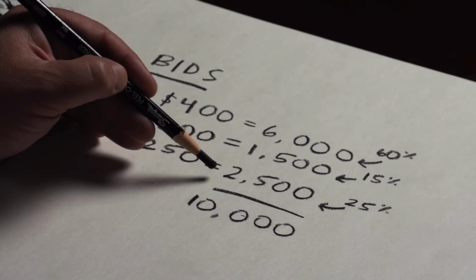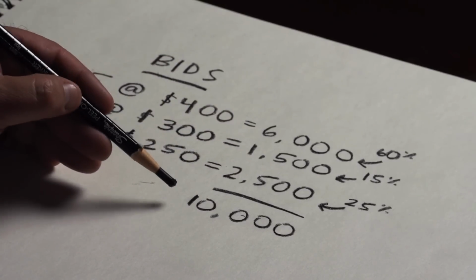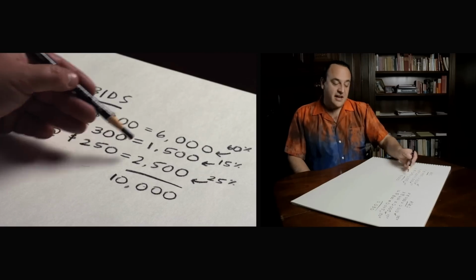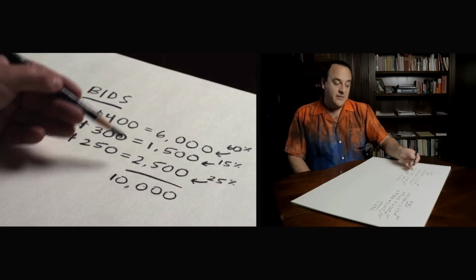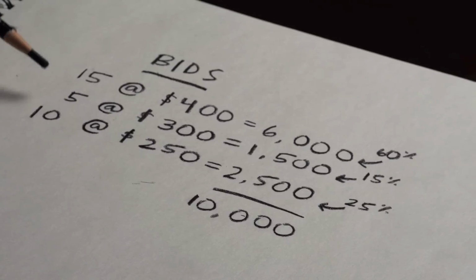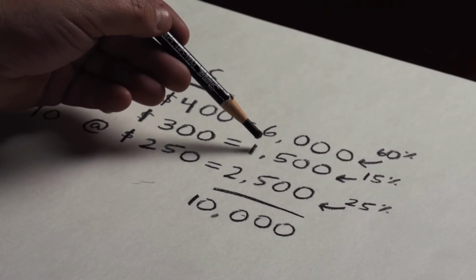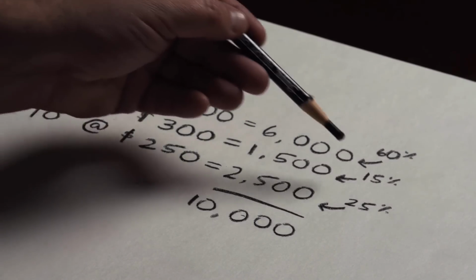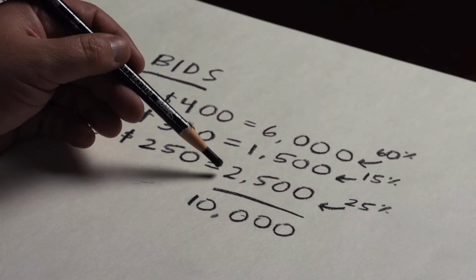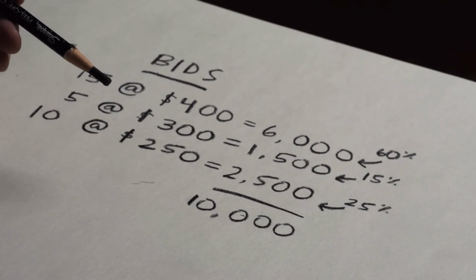You sum the magnitudes of each order to get the total magnitude for the market, and then for each one you just look at how much weight it has. 6,000 divided by 10,000 is 60% stake of magnitude. The second bid has 1,500 divided by 10,000, or 15% stake of magnitude. And the third one has 25% stake of magnitude.